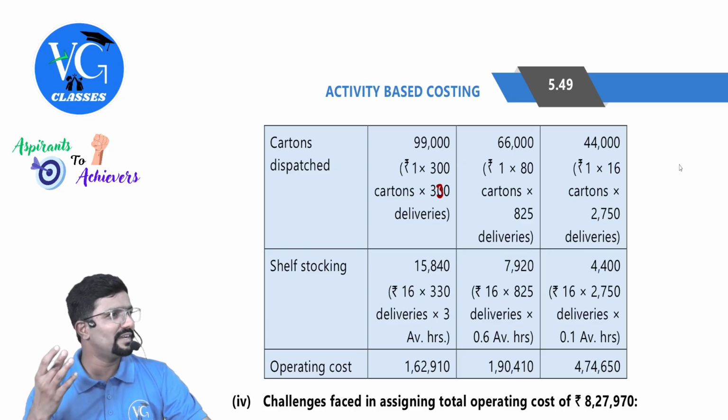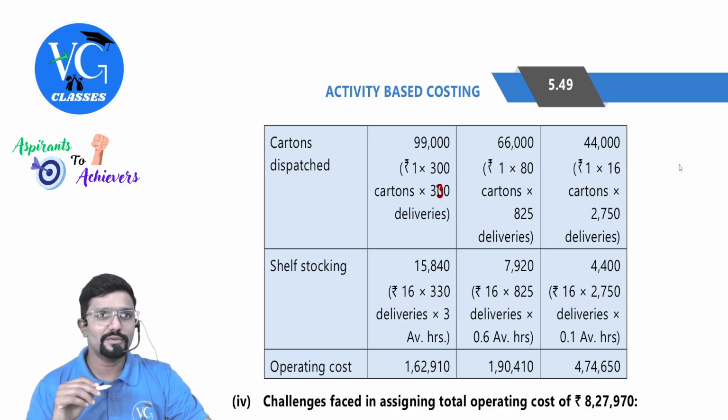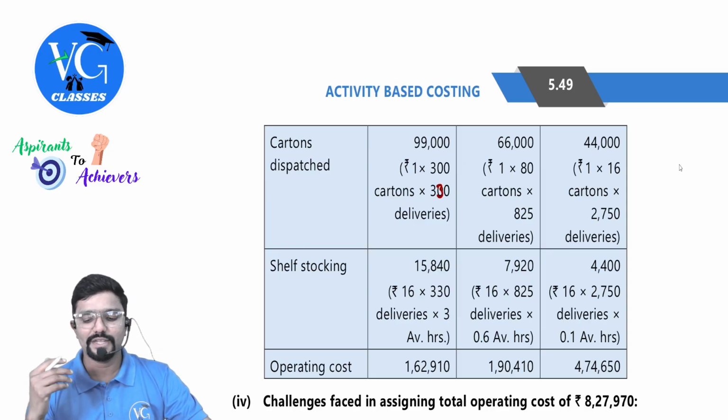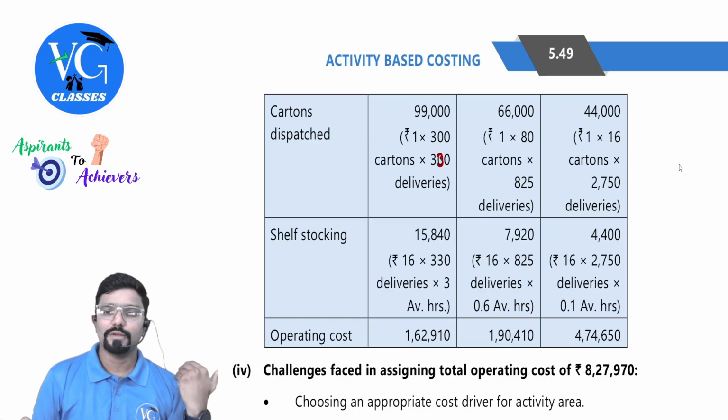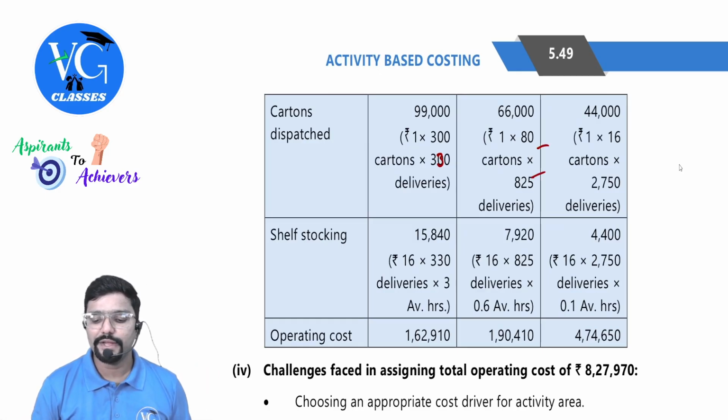Actually, the number is correct. Only the 99,000 is correct, but instead of 330 they have taken 300. Okay. Next, coming to the next market, it is 80 into 825 into rupees 1. Next, 16 into 2750 into 1. Those are correct now.